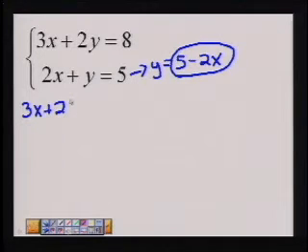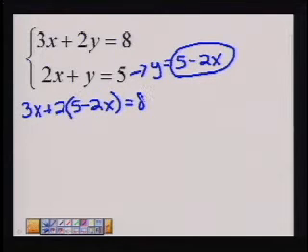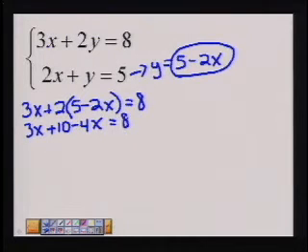2 times my new value of y, which is 5 minus 2x, equals 8. Now I can distribute my 2, so I have 3x, and I have plus 2 times 5 is plus 10, plus 2 times minus 2x is minus 4x, equals 8.